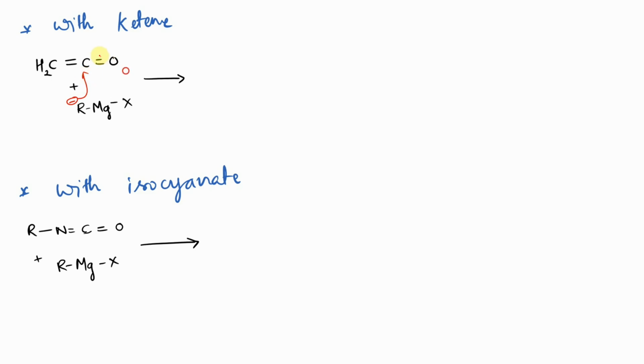As a result, there will be a shift in the bonded electrons. We get a compound like CH2, C, R, single bonded with oxygen, and this is attached to the magnesium halide. Okay, so this is the normal reaction which first takes place. Here the oxygen and magnesium bond is in the form of a minus and a plus charge.